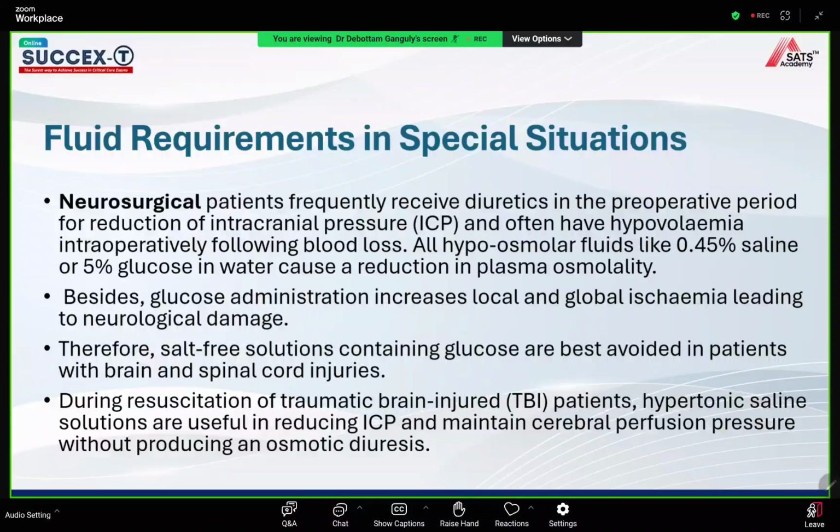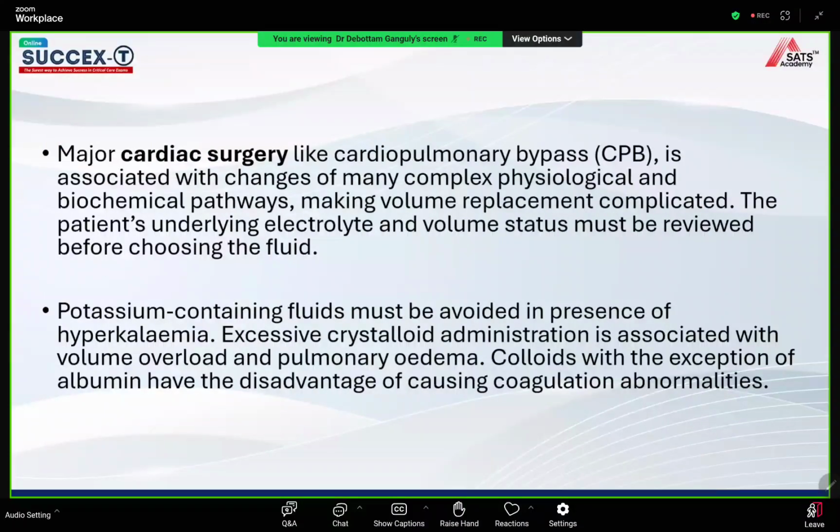During resuscitation of traumatic brain injury, hypertonic saline solutions are useful in reducing ICP and maintaining cerebral perfusion pressure without producing an osmotic diuresis. And normal saline is the preferred fluid of choice for resuscitation in traumatic brain injury. Major cardiac surgery like cardiopulmonary bypass is associated with changes of many complex physiological and biochemical pathways, making volume replacement complicated. The patient's underlying electrolyte and volume status must be reviewed before choosing the fluid. So cardiac surgery volume management is complex, tricky, and critical.